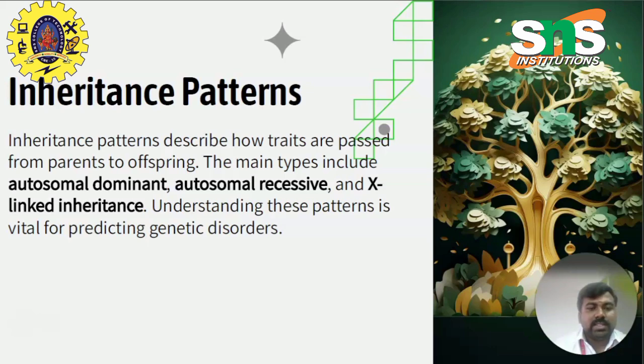Inheritance patterns describe how traits are passed from parents to offspring. The main types include autosomal dominant, autosomal recessive and X-linked inheritance. Understanding these patterns is vital for predicting genetic disorders and diseases.